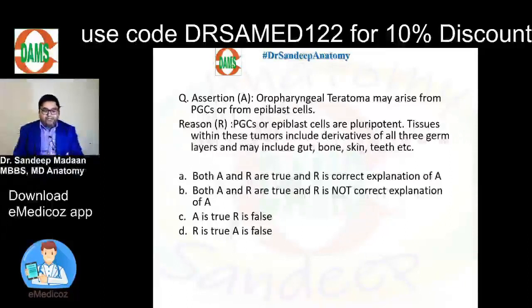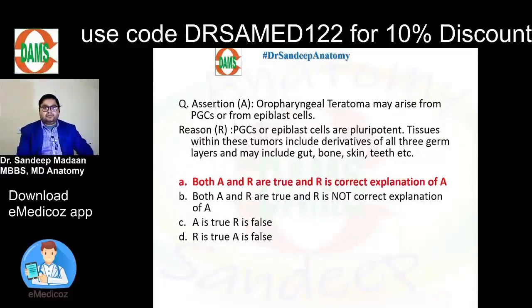Now, looking at statement A, oropharyngeal teratoma may arise from PGCs or epiblast. That is a true statement. The reason given here is that PGCs or epiblast cells are pluripotent, and tissues within these tumors include derivatives of all three germ layers and may include gut, bone, skin, teeth, etc. That is again a true statement. Both A and R are true, and R is the correct explanation. So the answer to this question is A. Both are true and R is the correct explanation of A. This is exactly how we have to solve.